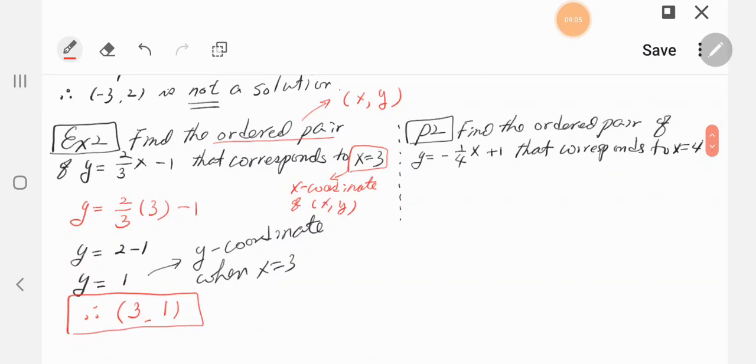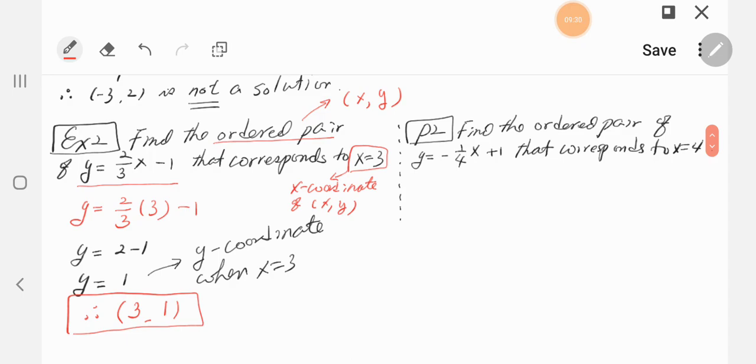So this means: is the ordered pair 3 and 1 a solution of this equation? Yes, because 3 and 1 makes the equation true. So the ordered pair that satisfies the equation is a solution of the linear equation.